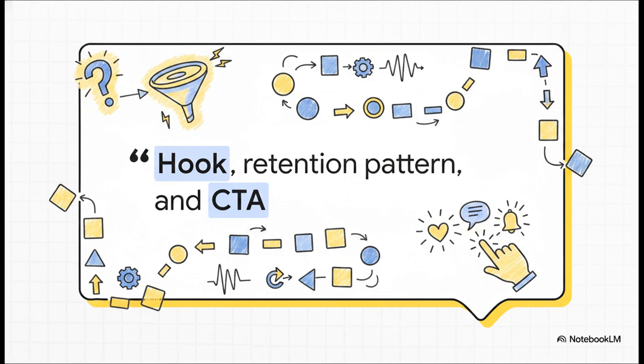Think about it. The hook feeds the human brain's craving for immediate novelty. The retention pattern sustains that interest, which feeds the algorithm's absolute obsession with watch time metrics. And then the CTA cashes in on all that attention by getting the viewer to subscribe or share. But of course, even the best content in the world needs someone to actually click on it.